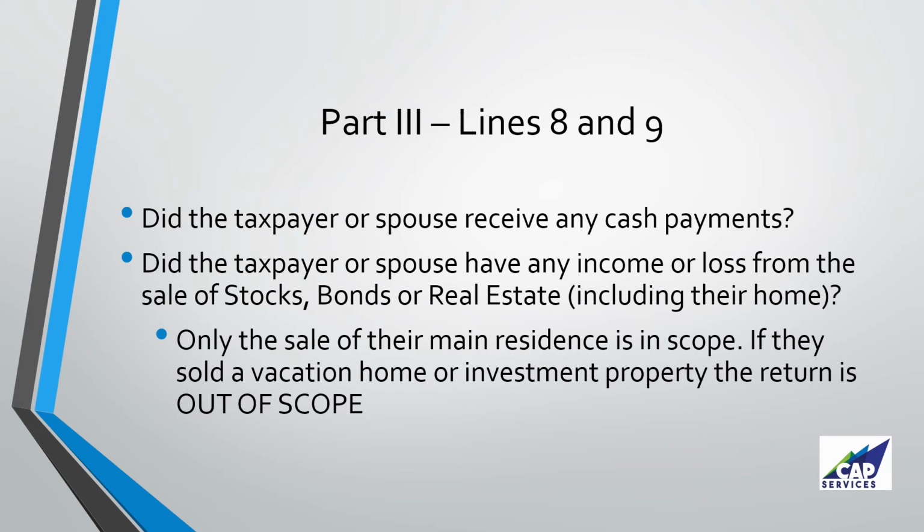Part 3, lines 8 and 9. Did the taxpayer or spouse receive any cash payments? Did they have any income or loss from the sale of stocks, bonds, or real estate, including their home? Only the sale of their main residence is in scope. We will need the closing statement. If they sold something other than stock, mutual funds, or personal residence, such as a vacation home, hunting land, or investment property, the return is out of scope.